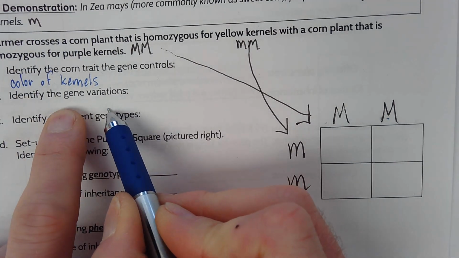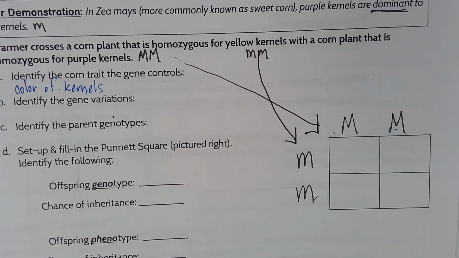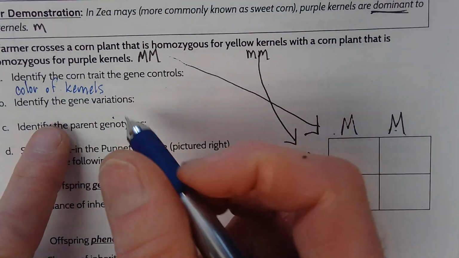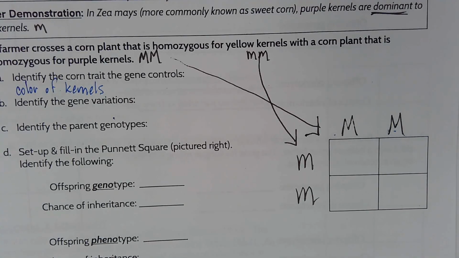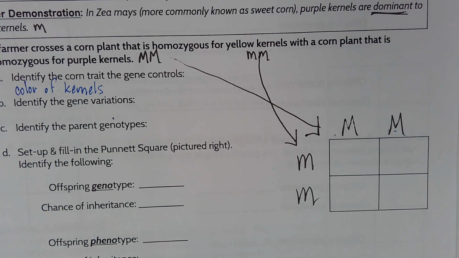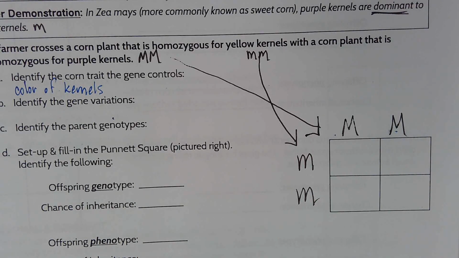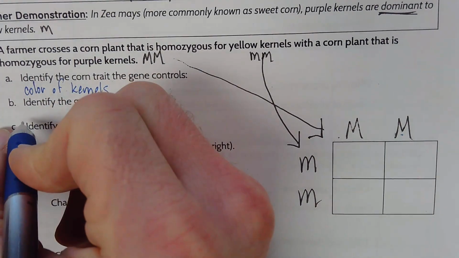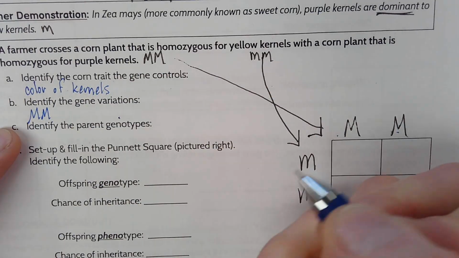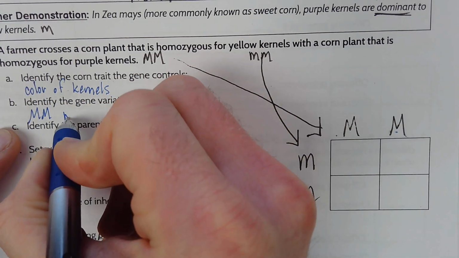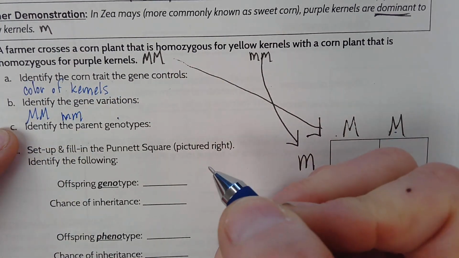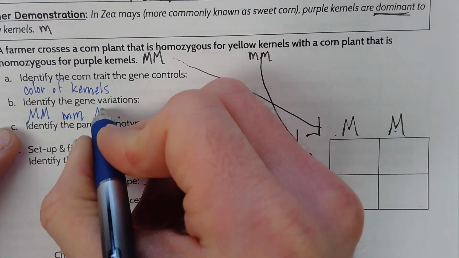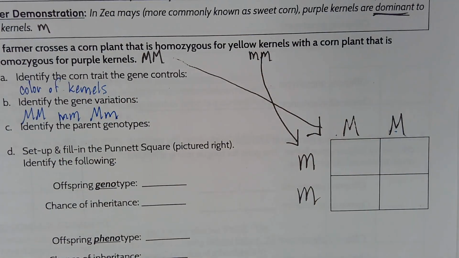Okay, so then what are the variations? Is that a variation of the gene? No. That's a variation of the color. What's the variation of the gene? Capital M. Okay, and? Lowercase m. Those are all of the variations that exist.